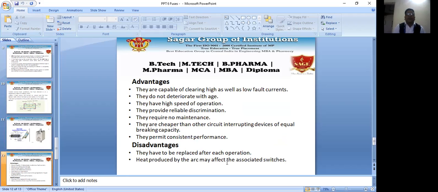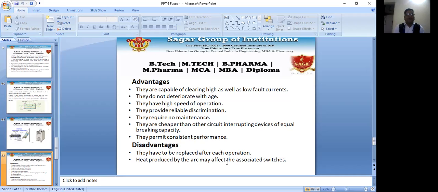Advantages: they are capable of clearing high as well as low fault current. They do not deteriorate with age. They have high speed of operation. They provide reliable discrimination, they require no maintenance, they permit consistent performance, and they are the cheapest compared to other interrupting devices of the same breaking capacity.